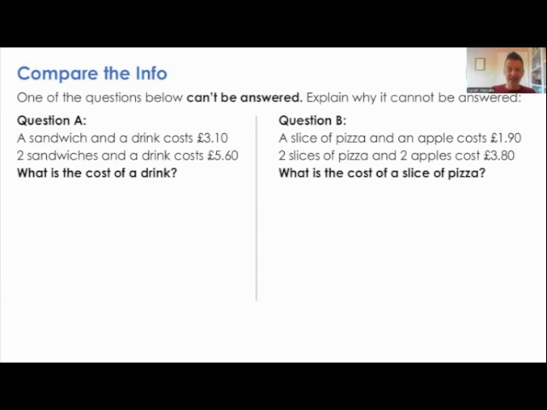And the children here recognise it is possible to work out the cost of a drink because I can compare a sandwich and a drink to 2 sandwiches and a drink. That's an extra sandwich. I can work out the cost of a sandwich and then the cost of a drink. But when we get to question B, a slice of pizza and an apple costs £1.90. So there's different combinations of the cost of the pizza and the apple. But when we double that, we see 2 slices of pizza and 2 apples cost £3.80. The children recognizing actually that doesn't give us any extra information there because I've merely doubled all the information. So that's why question B can't be answered.